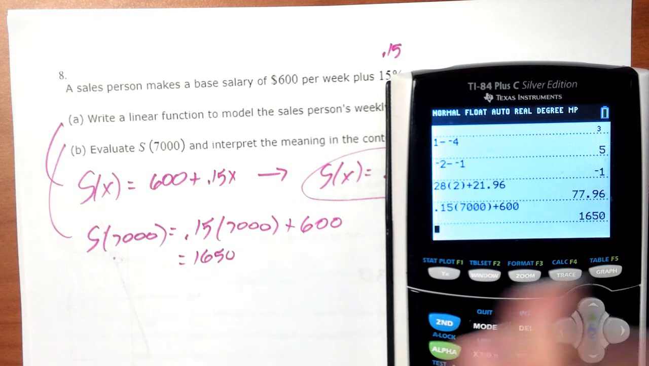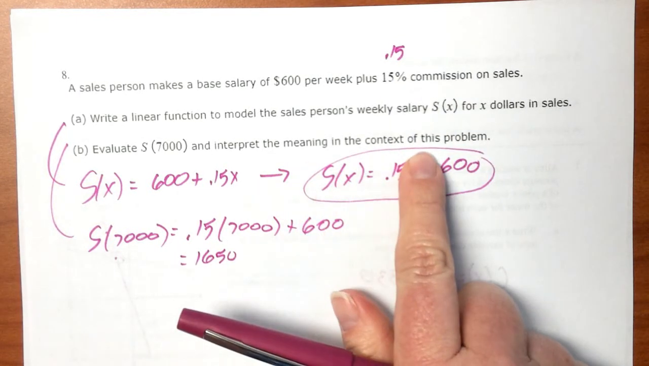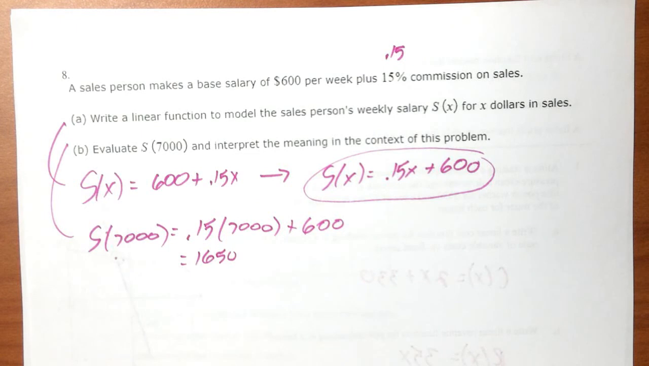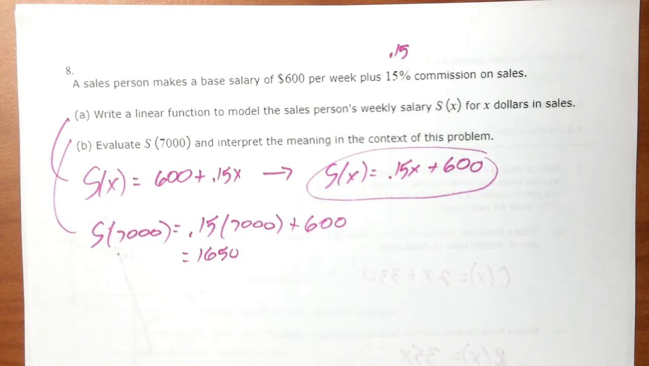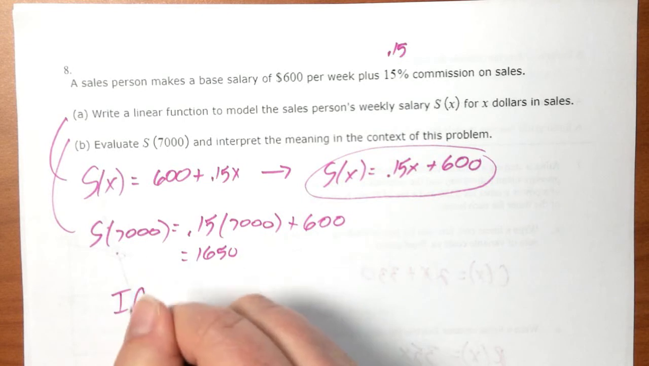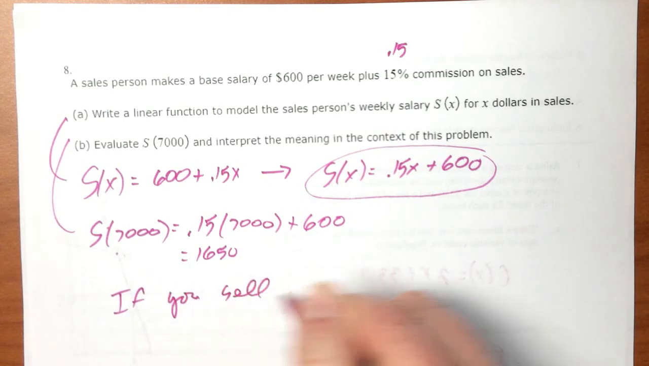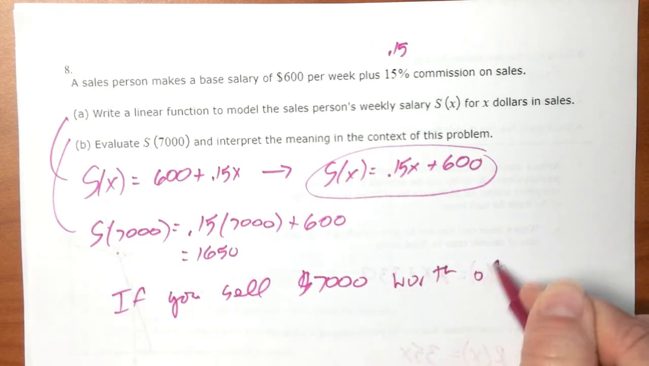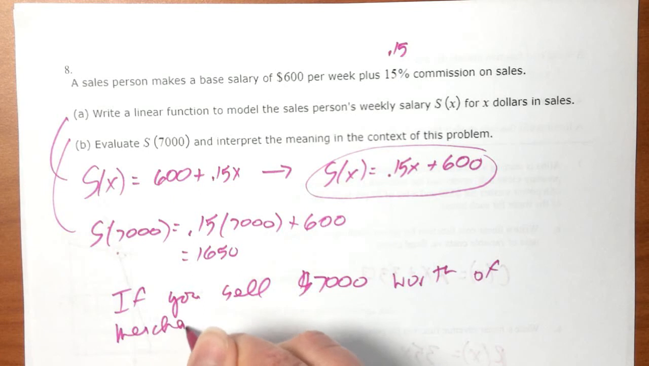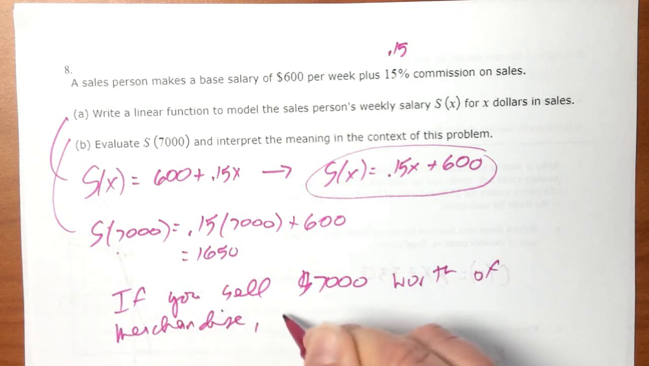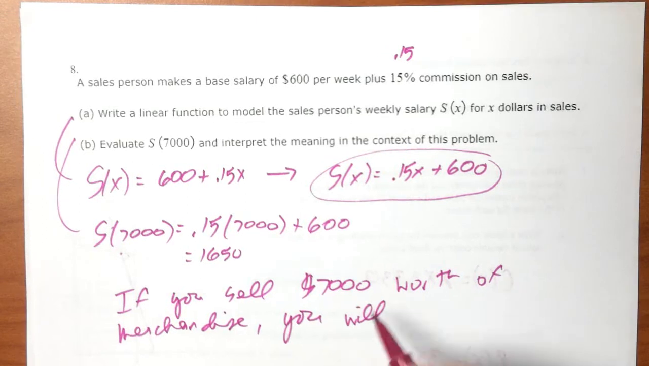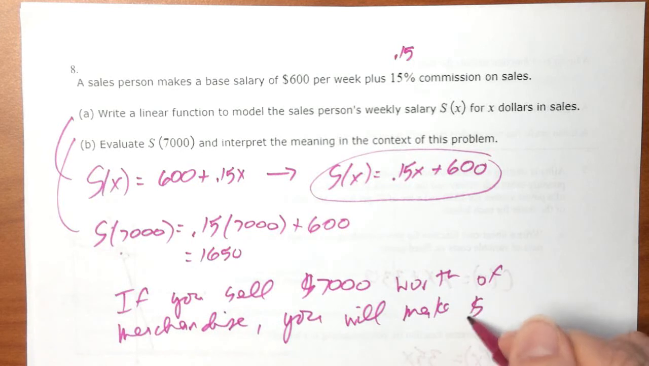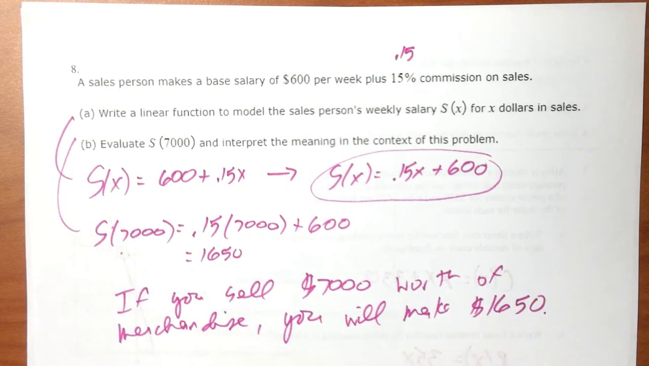Okay, and then notice it says interpret the meaning and context of the problem. That means, what does this represent? Well, 7,000 was how much we plugged in. That was how much the person sold. So if you sell $7,000 worth of merchandise, you will make your salary, how much money you make, your salary will be $1,650. Okay. All right, number 9 here.